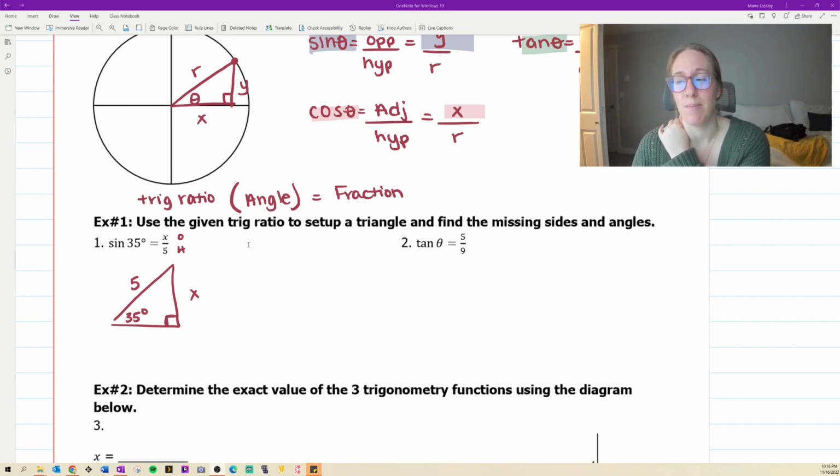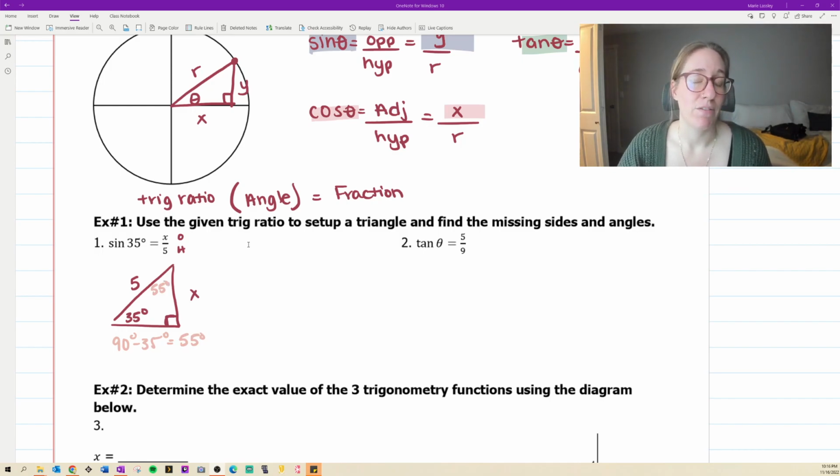It then says to find the missing sides and angles. So it wants us to find all missing sides and all missing angles. Well, the angles are easy. This is a right triangle. Hopefully you remember the rule from geometry: all three angles of any triangle have to add up to 180 degrees. One of my angles is 90, so my remaining two angles must add up to 90. So my missing angle is 90 subtract 35, and what is that? 55. So my remaining angle must then be 55 degrees.